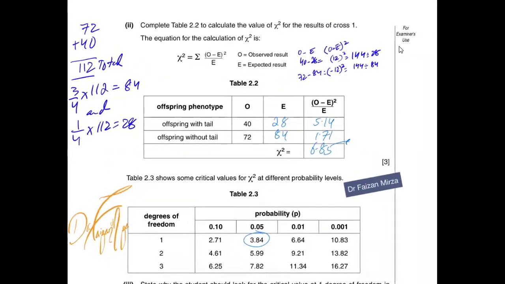So here the complete table 2.2 shows the chi-square for the results of cross 1. Cross 1 was between two carriers of the recessive trait, and we had 2 different phenotypes. The observed offspring were 40 with tail and 72 without tail. If you add them, you get the total. Expected: how do you get the expected here? The total number of offspring is 40 plus 72, which is 112. So there are a total of 112 offspring in this case. The expected numbers should be 3/4 of 112 and 1/4 of 112, which gives you 84 and 28 respectively. So we mention these here. Why 3 out of 4 and 1 out of 4?